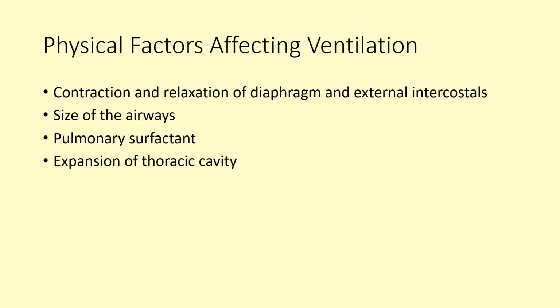What are some of the physical factors that can affect ventilation? Whether the diaphragm is contracting or relaxing, and also your external intercostal muscles, whether they are contracting or relaxing. What's the size of the airways, all the way from the trachea to the bronchioles, etc.? What about pulmonary surfactant? And what about the thoracic cavity? Is it expanding in size, increasing the volume, or decreasing the volume? Because, as we just said, volume affects pressure.